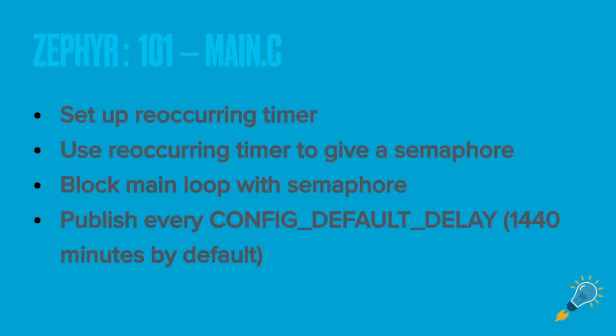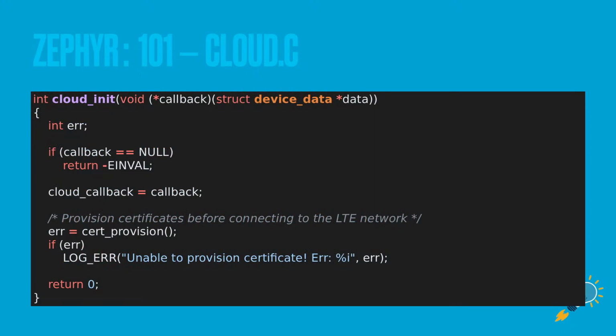So we've set up a recurring timer. The recurring timer gives a semaphore. The main loop is being blocked in an infinite loop with a semaphore that waits forever. And so on every config default delay, 1,440 minutes or 24 hours, it'll publish a new data point. In this case, the data point is just a binary Boolean. It's just kind of bogus data, just to give you guys a concept of it at least.